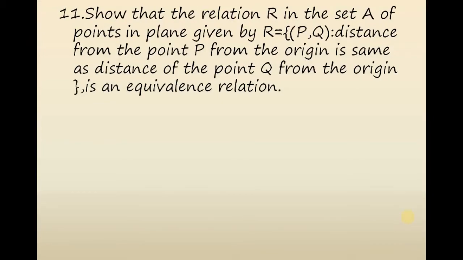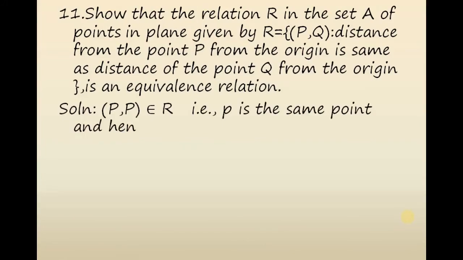So the 11th one says: show that the relation R in the set A of points in the plane given by R = {(P,Q): distance of the point P from the origin is the same as the distance of the point Q from the origin} is an equivalence relation. So let's see. For reflexive, we know it has to be in the form (P,P), right? That means the distance of P from the origin is the same as the distance of P from the origin. First of all, it's the same point, so from the origin it does have the same distance. Imagine a circle, okay? Since they're telling origin, we have to imagine a circle. So it is reflexive.